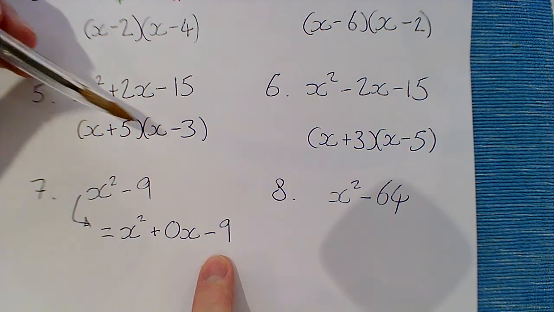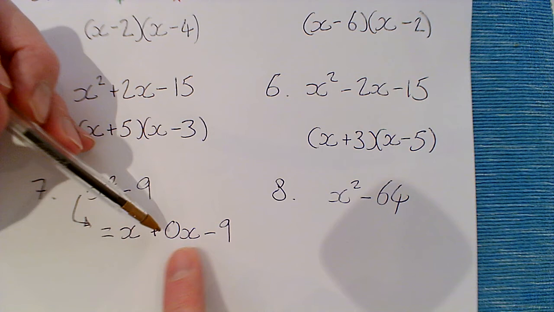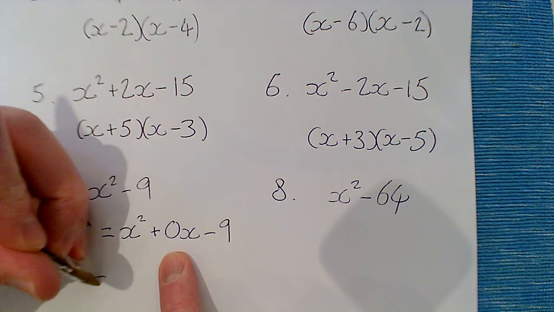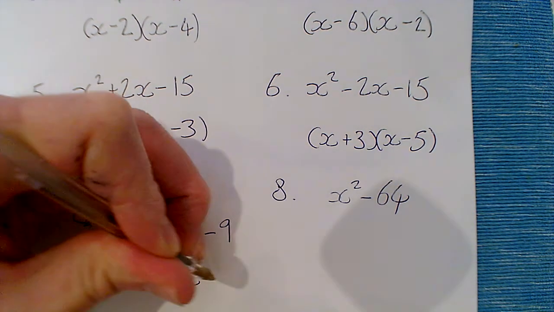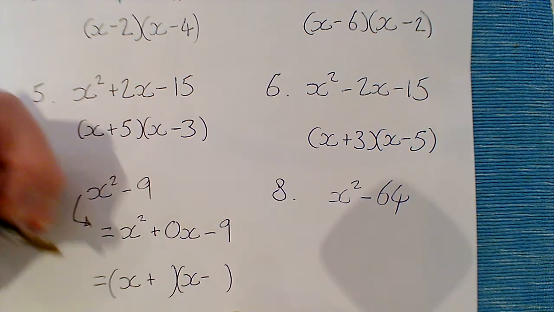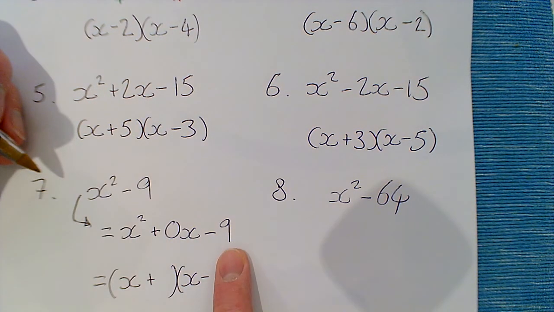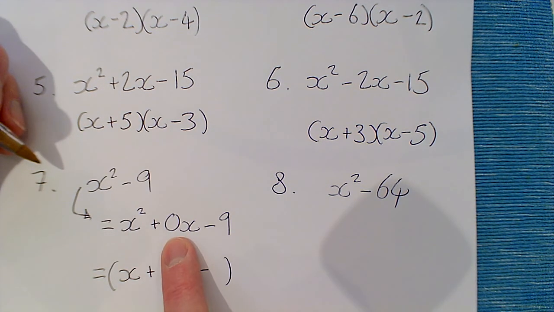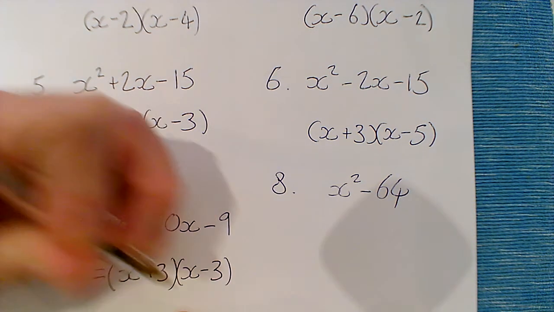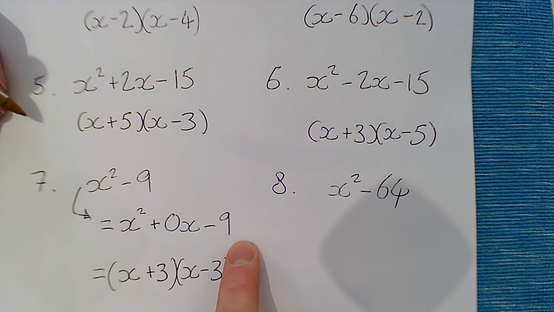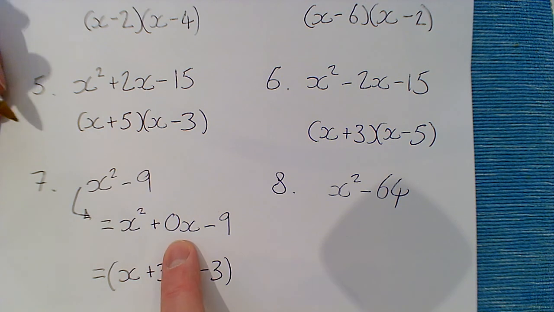So it's a bit like the ones we had before. They multiply to make minus 9, and they add up to make 0. Well, if a pair of numbers multiply and make a negative, we know we're going to have 1 plus and 1 minus bracket. And if they multiply to make minus 9 and add up to make 0, I can use 3 and minus 3. Because 3 times minus 3 makes minus 9. 3 take away 3 makes 0.